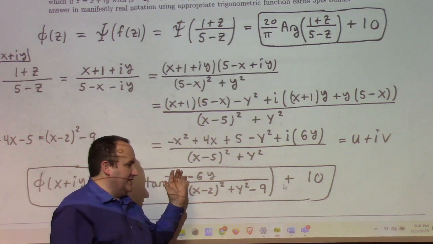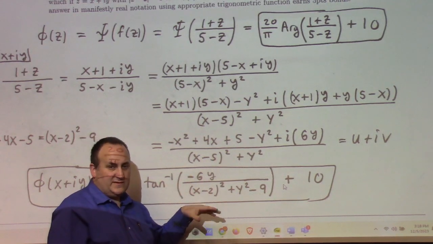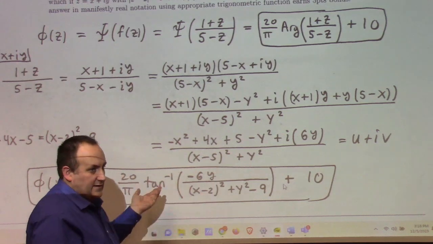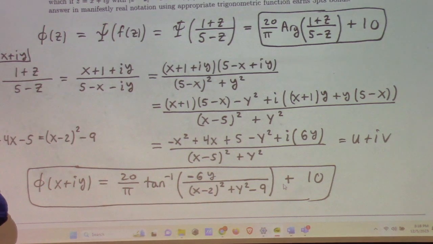Negative, I've got negative, so it's actually positive. This goes to pi over 2 when y is positive, which gives us the 2 pi, and it goes to minus pi over 2, which makes it go to 0 when we're negative.